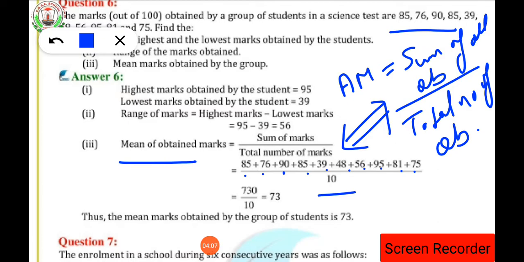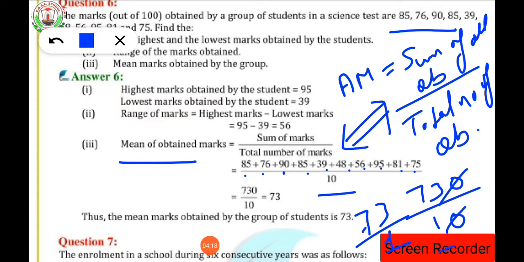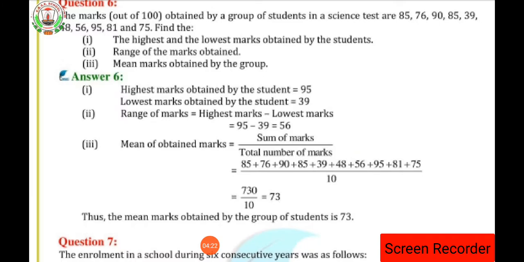So adding all the marks we get 730 divided by 10. The 0 and 0 get cancelled. What is left is 73 upon 1, so the answer will be 73, because if 1 is present in the denominator it does not have any value. Understood everyone? So the mean marks obtained by the group of students is 73. Clear everyone? So this is the solution of question number 6.